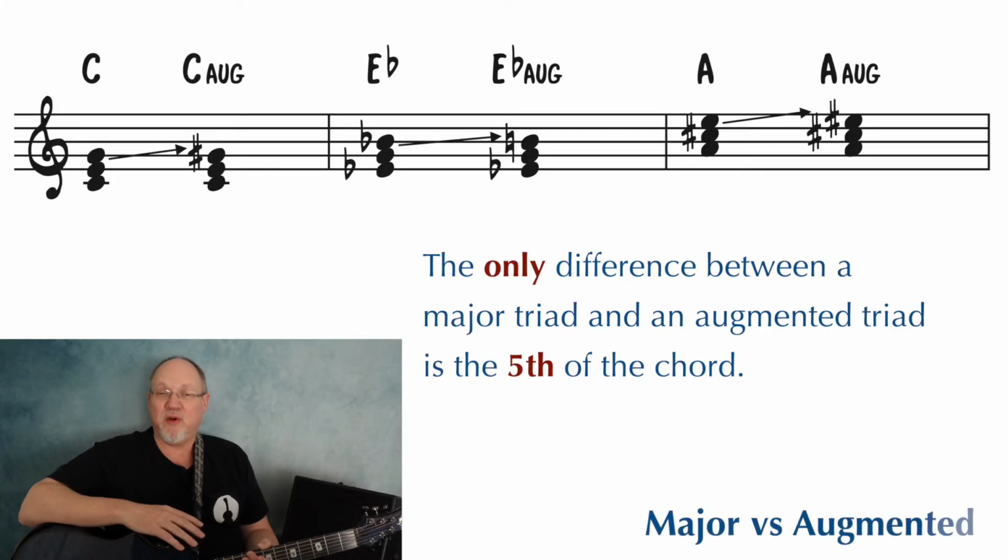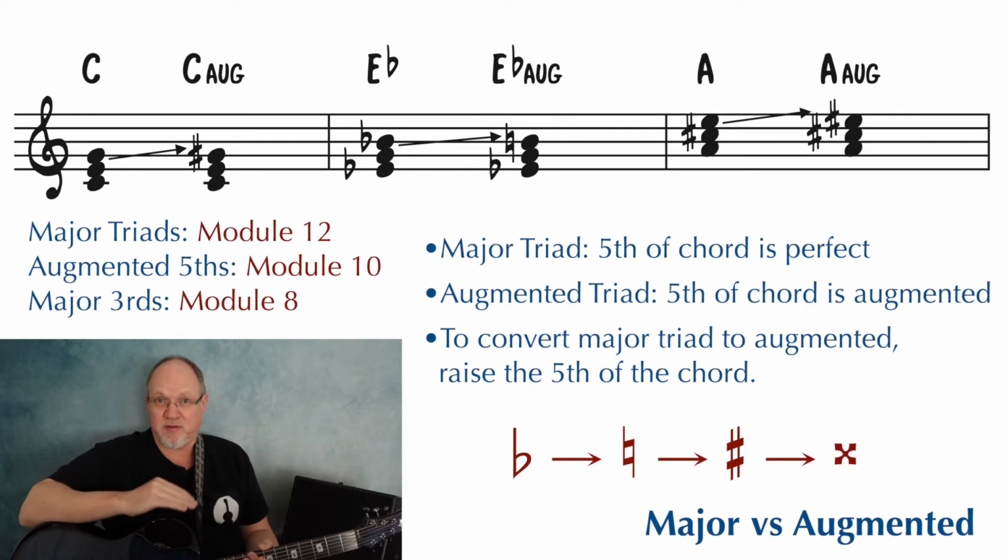The only difference between a major triad and an augmented triad is the fifth. A major triad has a perfect fifth from root to the fifth of the chord, and an augmented triad has an augmented fifth from the root to the fifth of the chord.